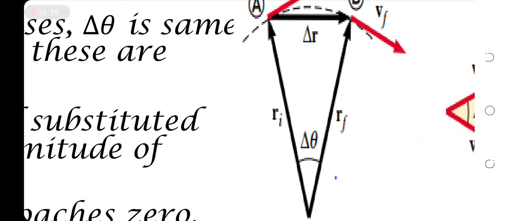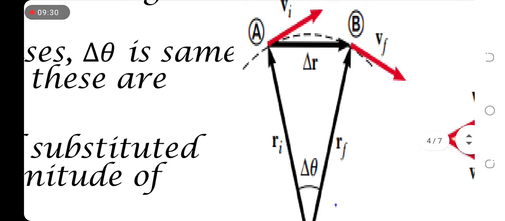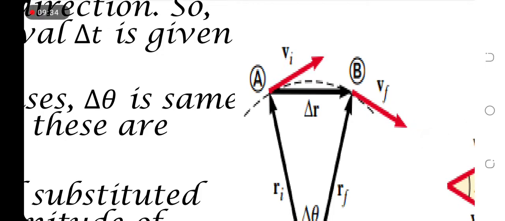Dotted line is a part of the circle. Ri is its radius. As radius is a vector directed always outward from the center of the circle, r is in boldface. Ri is the initial position or radius. Rf is the final position or radius. Angle delta theta is made between the two radius vectors. Similarly, at point A, velocity is Vi, the initial velocity, that is tangent at point A. At point B, velocity is Vf and tangent at point B.